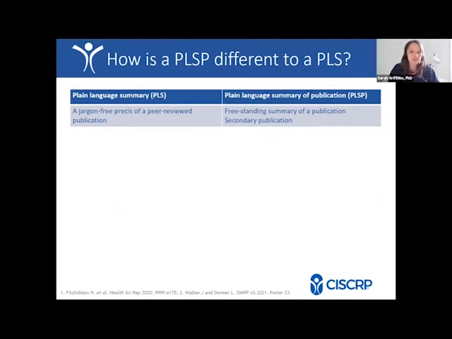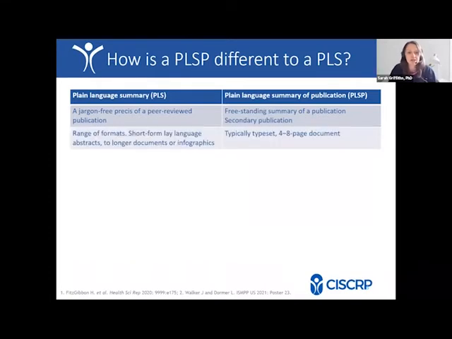But a PLSP is slightly different, and I've got a table here which just runs through a lot of the points that Kim's just covered, but also some of the differences to what a PLS is itself. So a PLS is a jargon-free précis of a peer-reviewed publication, whereas a PLSP is, as Kim said, a secondary publication. It's often separate to the main publication itself. A PLS can be in a range of formats. So it could be a short form lay language abstract, and there can be larger, longer documents. So there's infographics. There's quite a range, and there's not a real consensus at the moment.